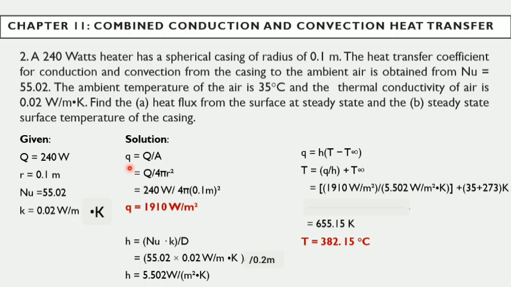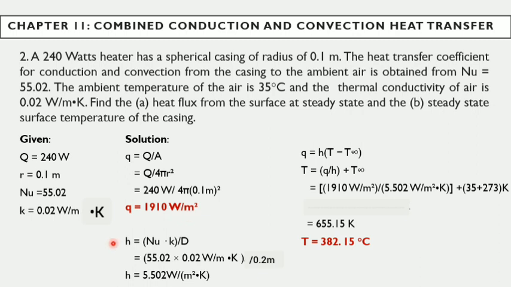So the heat flux from the surface is given by small letter q equal to Q over the area. So we have Q all over 4 pi r squared. So the heat flux is equal to 240 watts all over 4 pi times the radius, which is 0.1 meter squared. So the heat flux from the surface at steady state is 1910 watts per square meter.